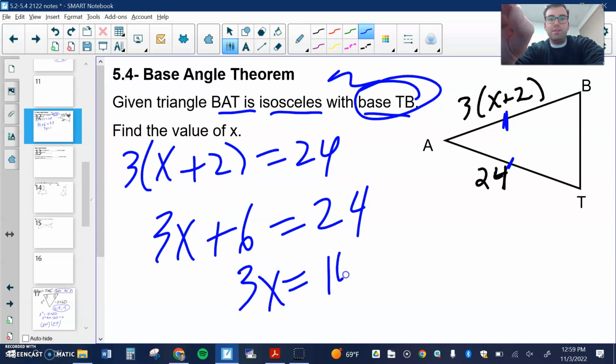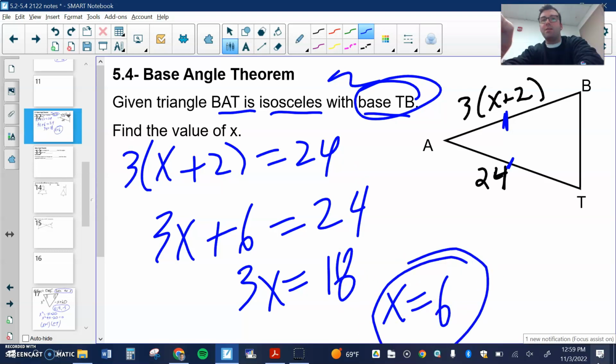3x equals what? 18? So x is 6. All right, so the point of this now, this base angle theorem that we're talking about, is going to be on the next little part. I'm sorry, I forgot to tell you, this is on your packet from Tuesday. I told you that we were going to need this packet today. It starts on the next page, the 5.2/5.4 notes packet.